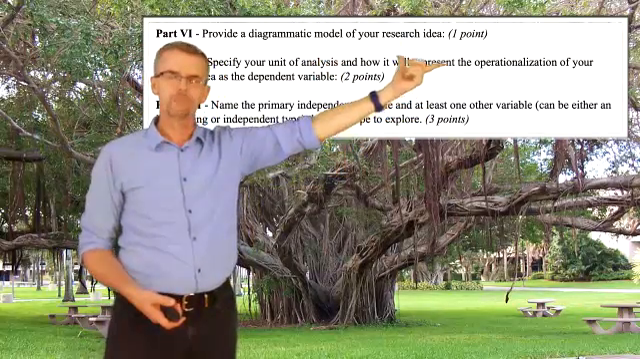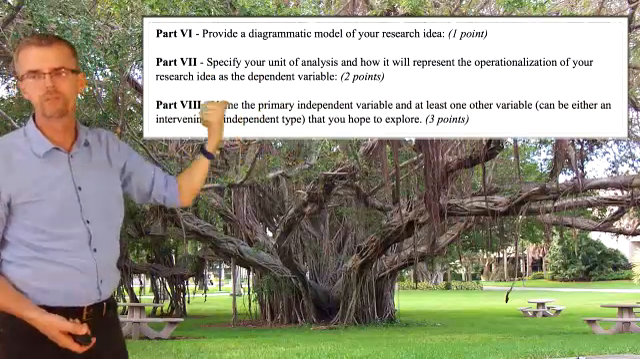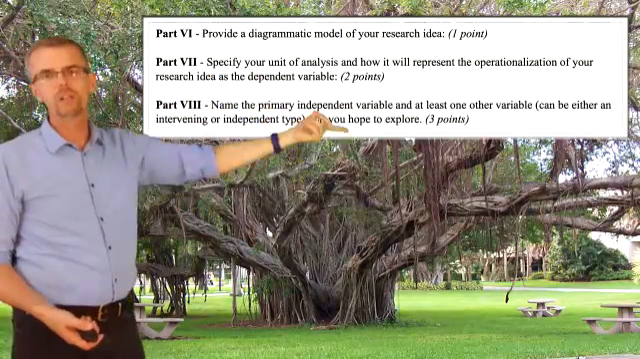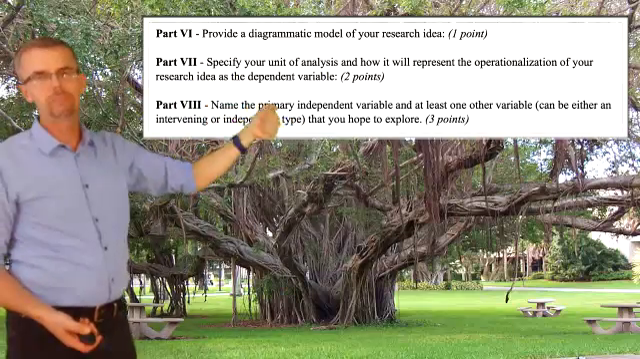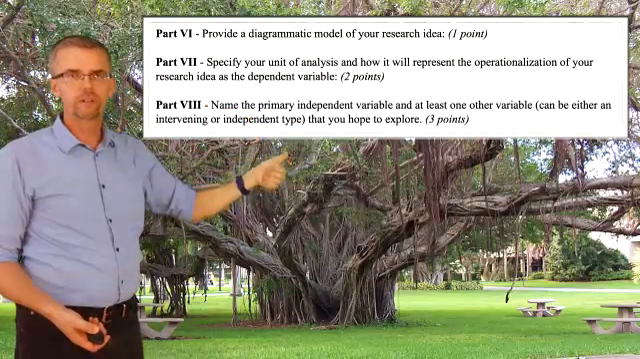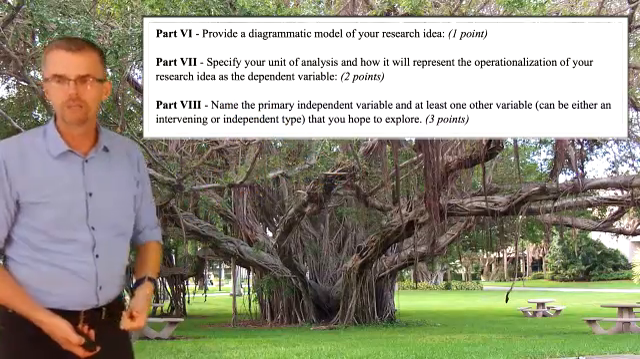Also, the diagrammatic model, when it identifies your dependent variable, allows you to identify your independent variables. And there are 3 points here for identifying at least 2 more variables as the independent, and/or the third variable would be the intervening or independent variable.